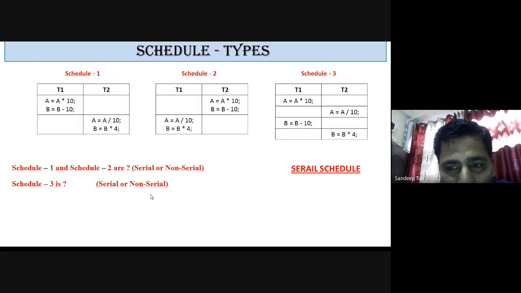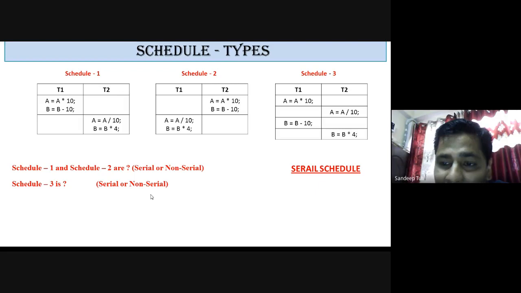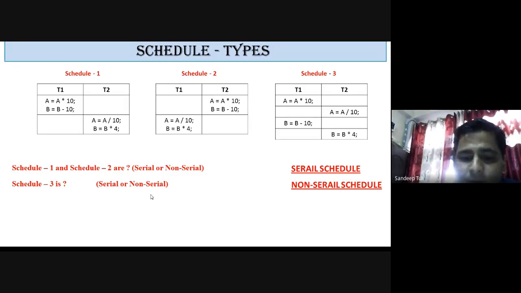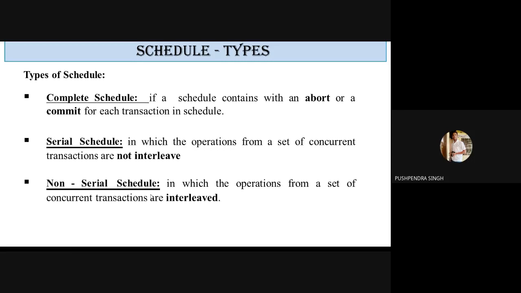Why? Because neither T1 is being completed nor T2 is being completed. T1 starts its execution, then T2 initiates while T1 has not finished. Again T2 has not finished, T1 starts, then again T2. So that's why it is a non-serial schedule, and this kind of interleaving is called an interleaved schedule. Because of this interleaving of the transactions' statements, this schedule is also known as an interleaved schedule. So non-serial schedule and interleaved schedule are the same. Is it okay now?